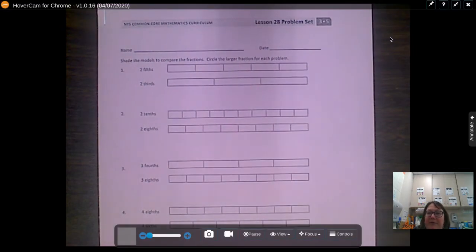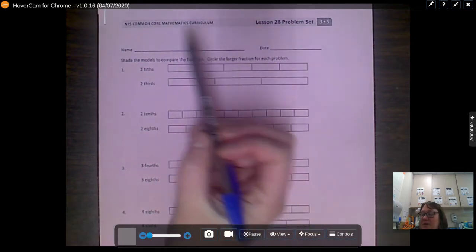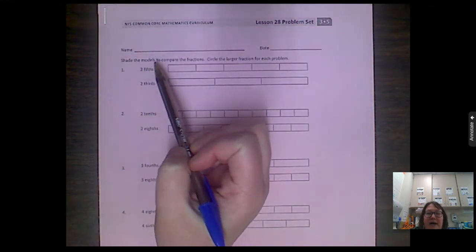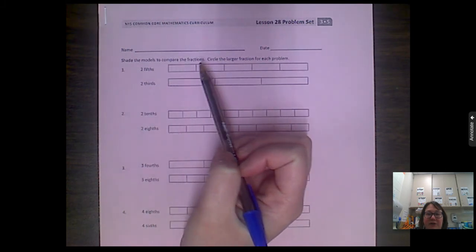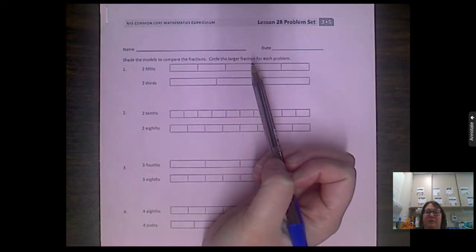And while you're putting your name and date, I'll read the directions and we'll talk a little bit about what we're doing in this lesson. So the directions say to shade the models to compare the fractions and circle the larger fraction for each problem. So in our lesson today, we have the fraction written in unit form or in word form off to the side. And we're going to shade what it says.